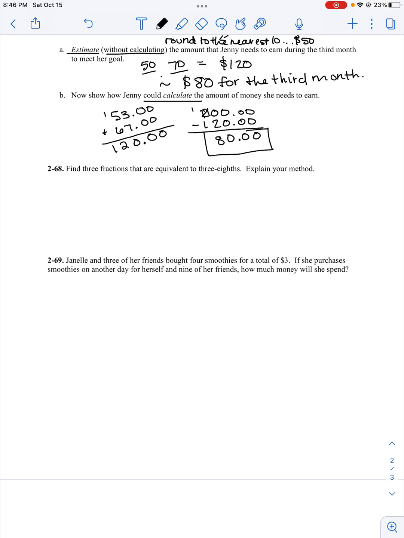Okay, problem 68. Find 3 fractions that are equivalent to 3/8. Explain your method. Okay, I have 3/8. I need to find 3 equivalent fractions. Now, I'm going to explain my method first. So, if I multiply the numerator and denominator by the same number, I will get an equivalent fraction.